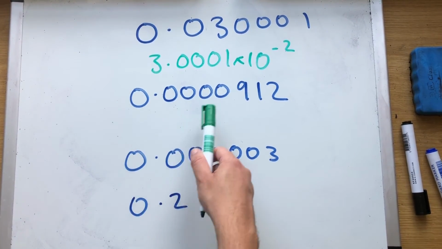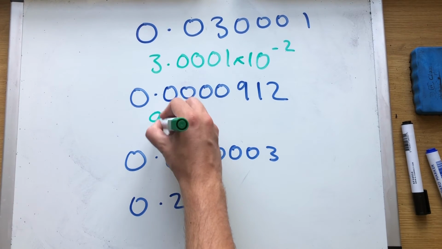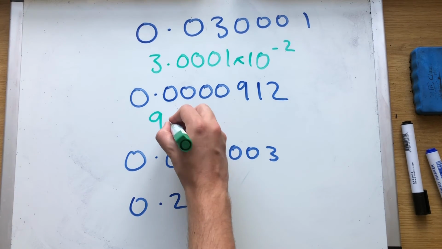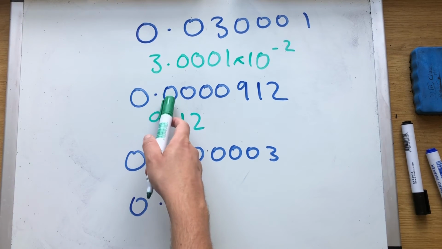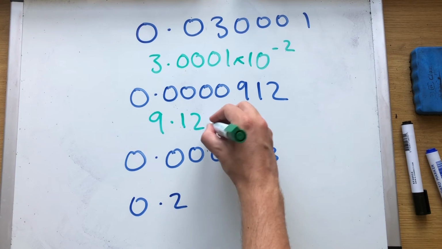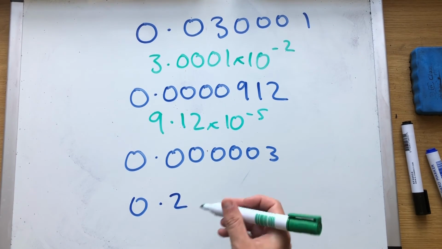This one here, what's our first number? 9. All the numbers after the 9: 1, 2. How many zeros do we have before the 9? 1, 2, 3, 4, 5. Times 10 to the power of minus 5.